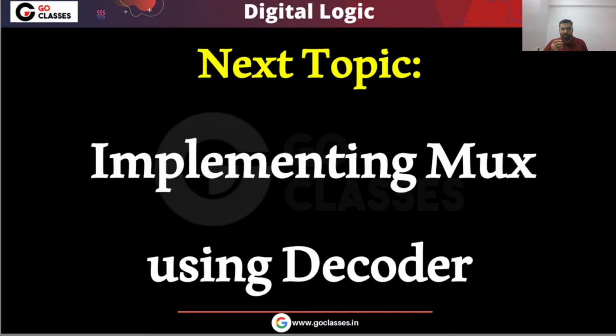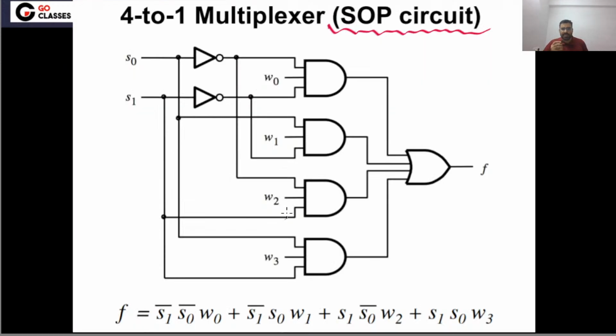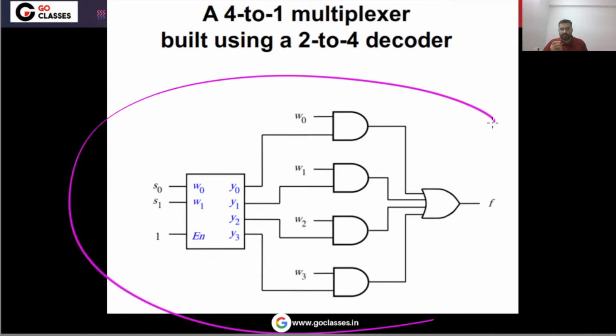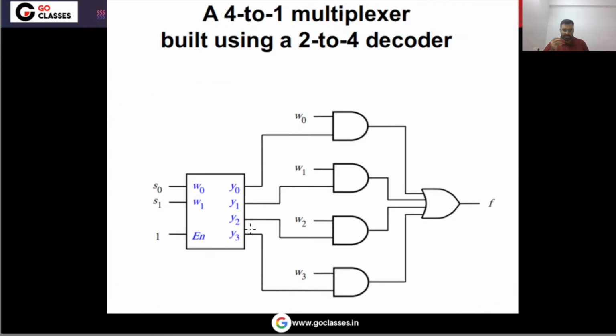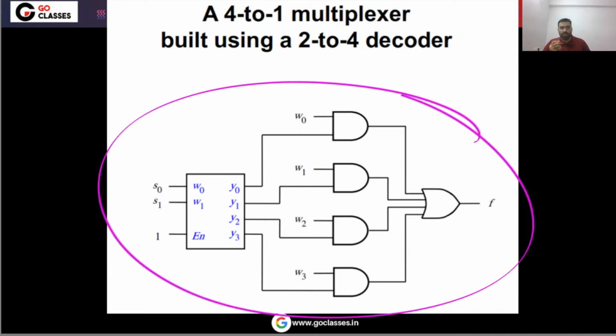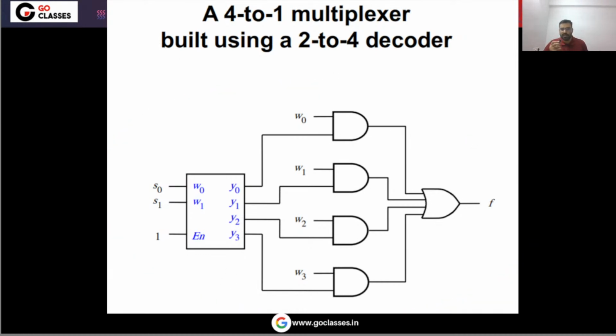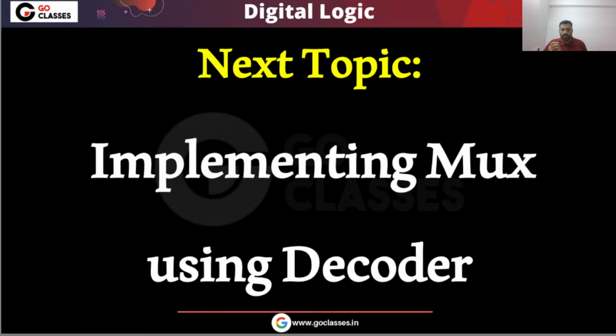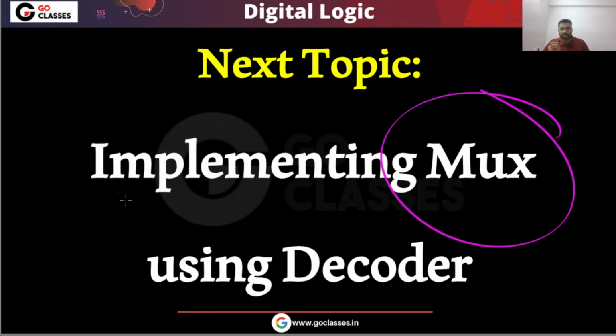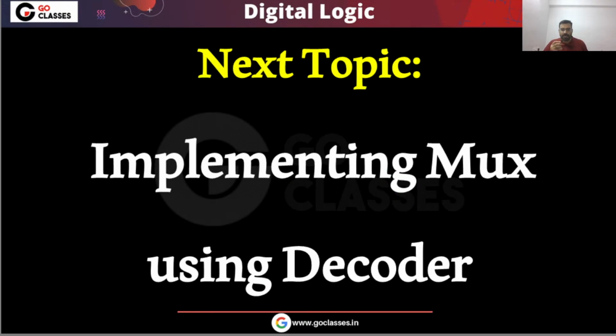And in the GATE exam, what will they give you? Remember, in the exam they will give you this type of circuit, and they will ask what this circuit is doing, what is the behavior of this circuit. The options will be like multiplexer, demultiplexer, encoder, decoder. So this type of questions they will ask you. Now, we can create a multiplexer using a decoder. Very simple. Now let's move on.